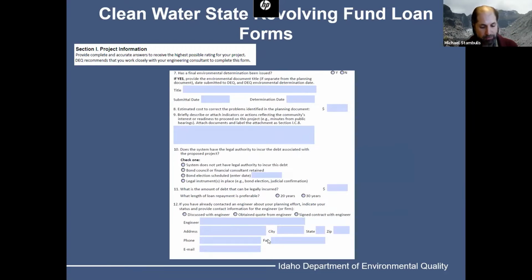If you self-funded your facility plan, you may have to produce an EID as part of the loan project. The cost to produce an EID is a loan eligible cost, meaning that we can reimburse for those expenditures as part of your loan project.